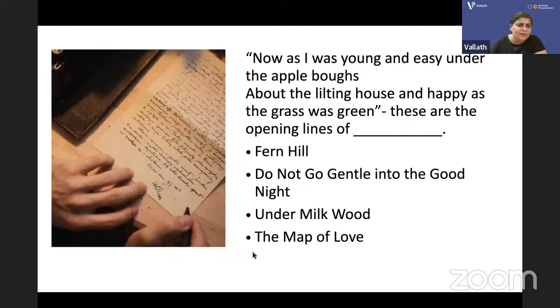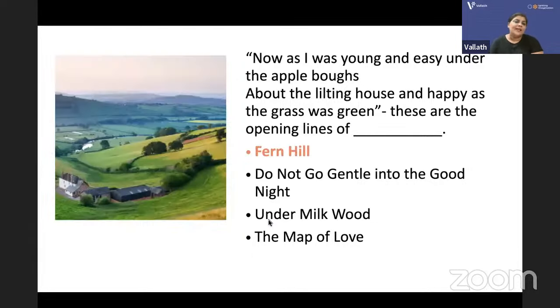The Map of Love, I think, was not even poetry. Under Milk Wood was a play, a radio play. Which of these is the answer? You two babies, your choice. Yes, they know it. Let me check them out. Yes, it is Fern Hill. That is right, everyone. Fern Hill begins with these lines.